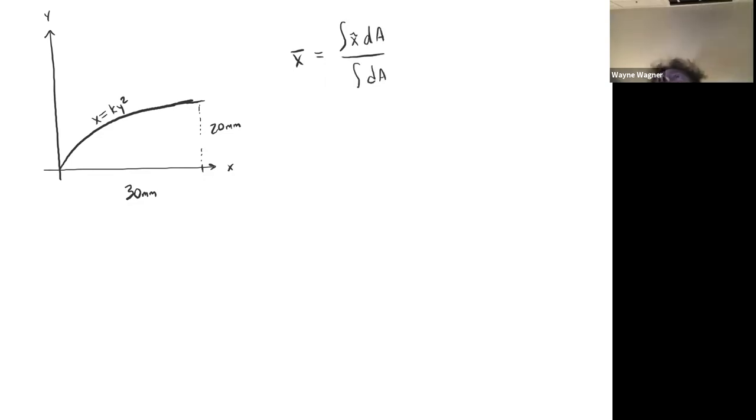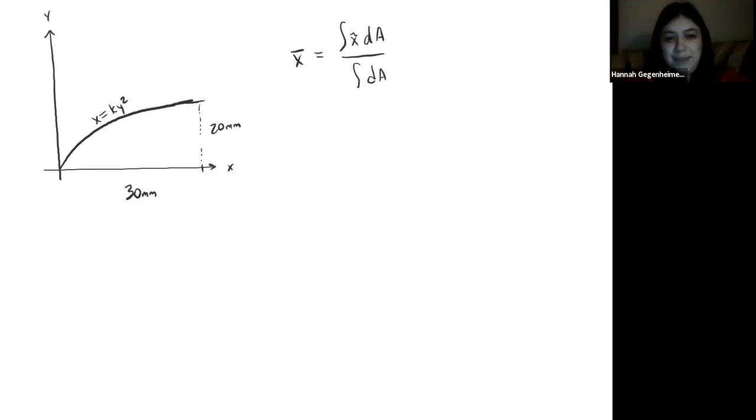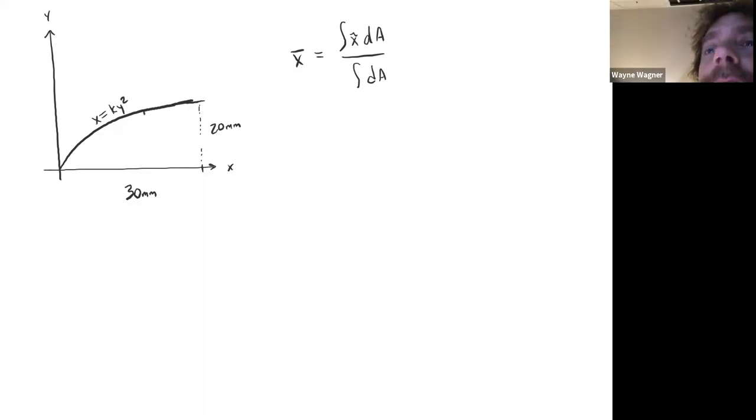Okay, let's start with X bar. Do you want to try vertical or horizontal boxes? I guess vertical. Okay, cool. Here's a vertical box. If this one doesn't work very well, we will try the horizontal boxes. Here's dA. So we need two things for that box: we need X tilde or X bar, and we need dA.